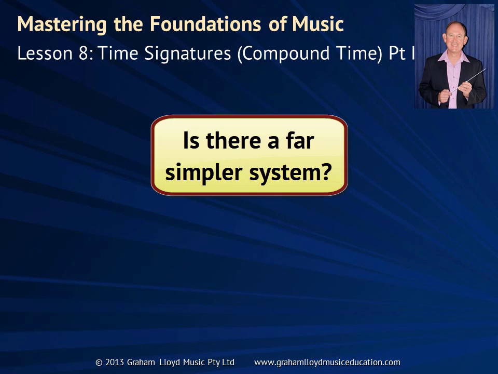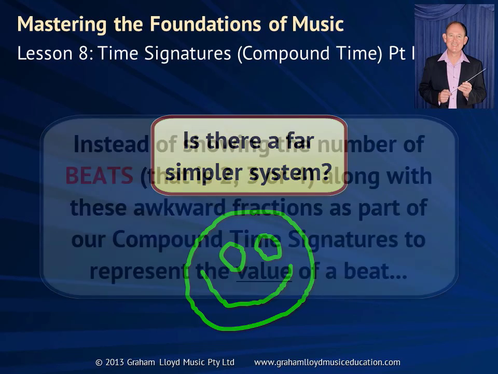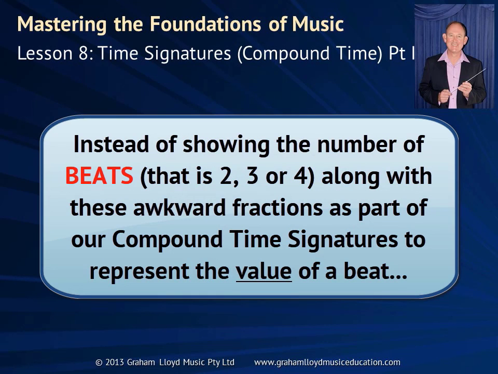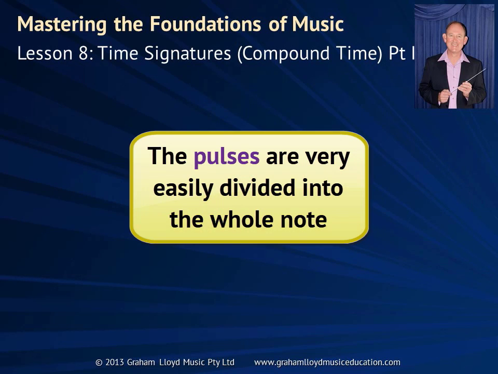Is there a far simpler system? The answer is yes. How about, instead of showing the number of beats, that is 2, 3 or 4, along with these awkward fractions as part of our compound time signatures to represent the value of a beat, how about we show the pulses instead? As you've probably already worked out, the pulses are very easily divided into the whole note.